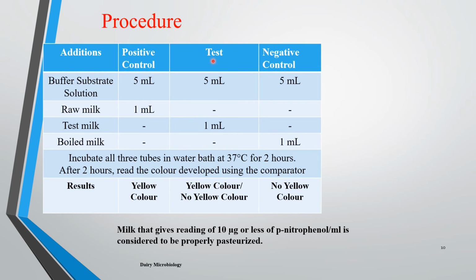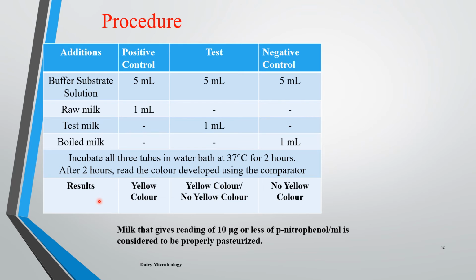in the tube which is labeled as test and 1 ml of boiled milk in the tube which is labeled as negative control. So this boiled milk will not contain the phosphatase enzyme because it is a thermolabile enzyme. After addition, incubate all 3 tubes in a water bath at 37 degrees Celsius for 2 hours. After 2 hours of incubation, read the color developed using the comparator.